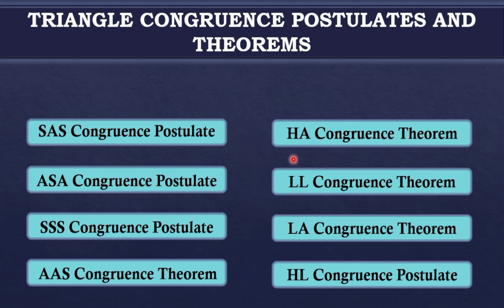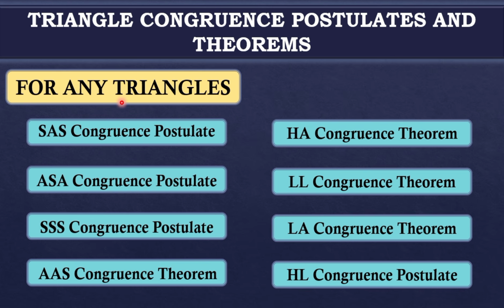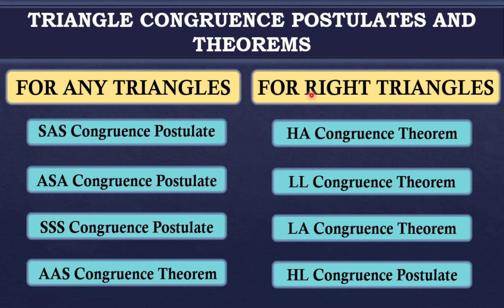Unlike here, we only need two parts. Okay? So dito, kahit two parts lang po ang ibigay, for as long as it is a right triangle, we can prove that the two triangles are congruent. So yun po yung pinagkaiba nila. So dito po, we need three parts. So this is applicable for any kinds of triangles. And then these congruence theorem and postulates ay para lang po sa mga right triangles.